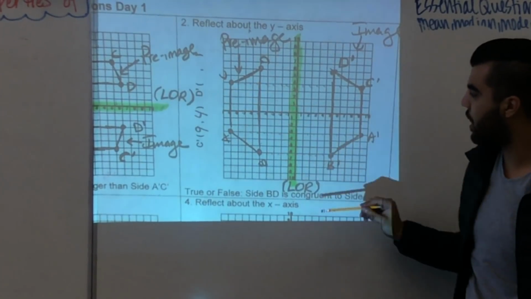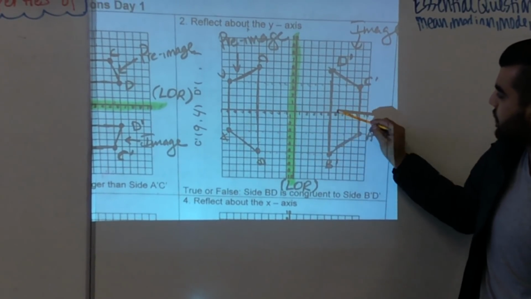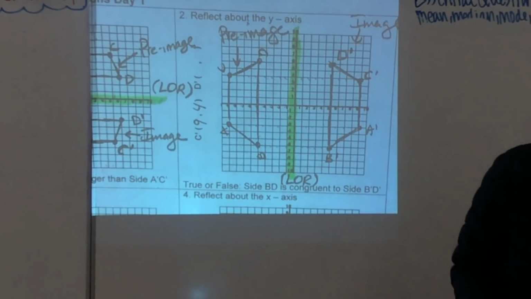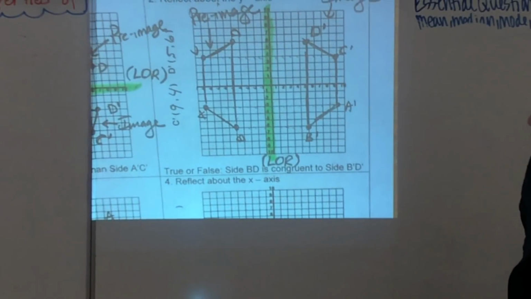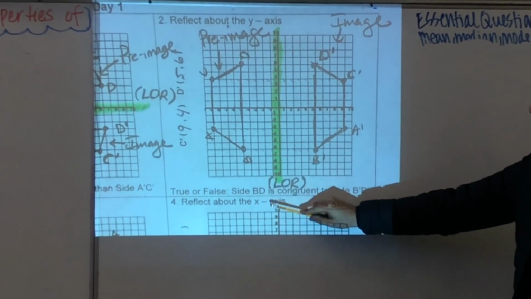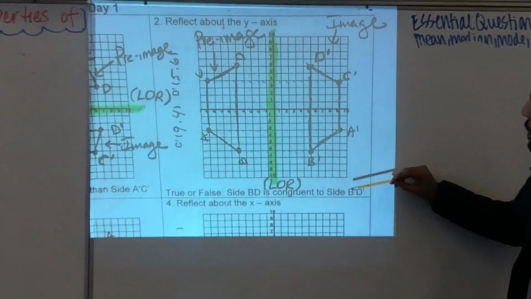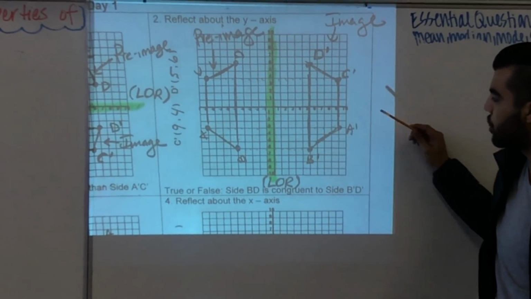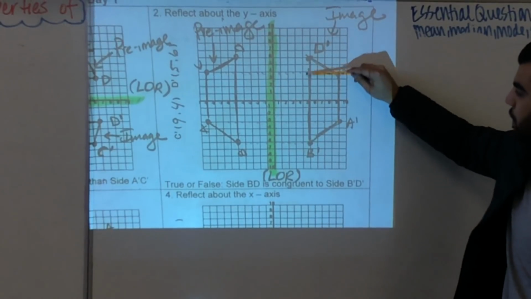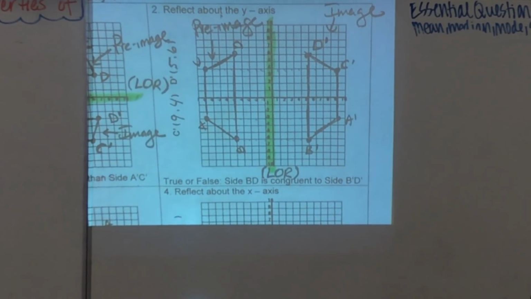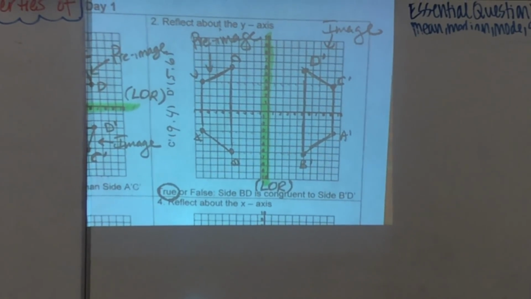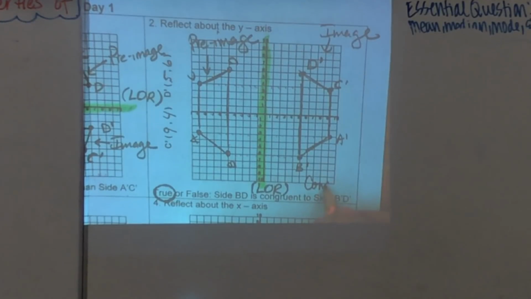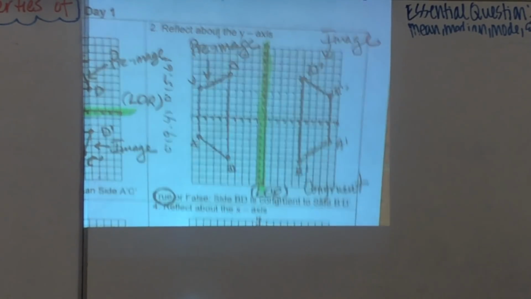And then for D prime, let's find it. It's right here. It's 5, 6. So 5, 6 for D prime. And then let's answer this question. Side BD is congruent to side B prime D prime. So BD is congruent, or the same as, B prime D prime. And that is true. Both of those sides are the same. So this is true. And yes, we know that both of these images are congruent. So go ahead and say that on here. They're both congruent.